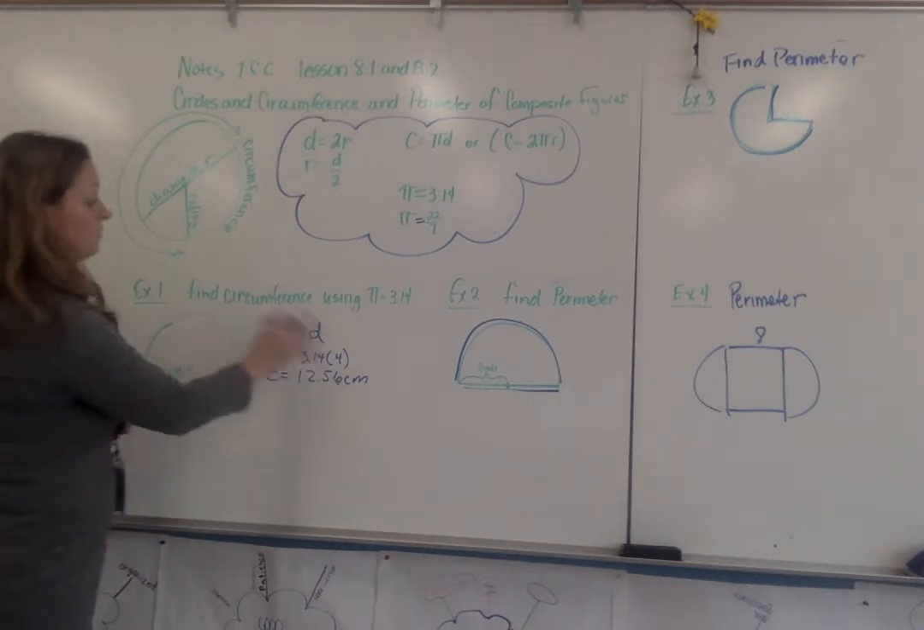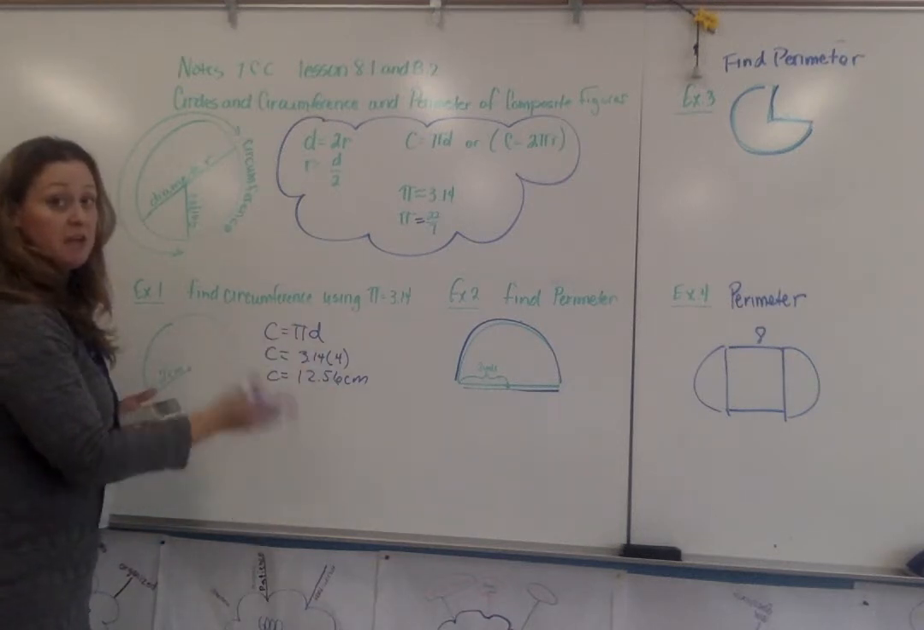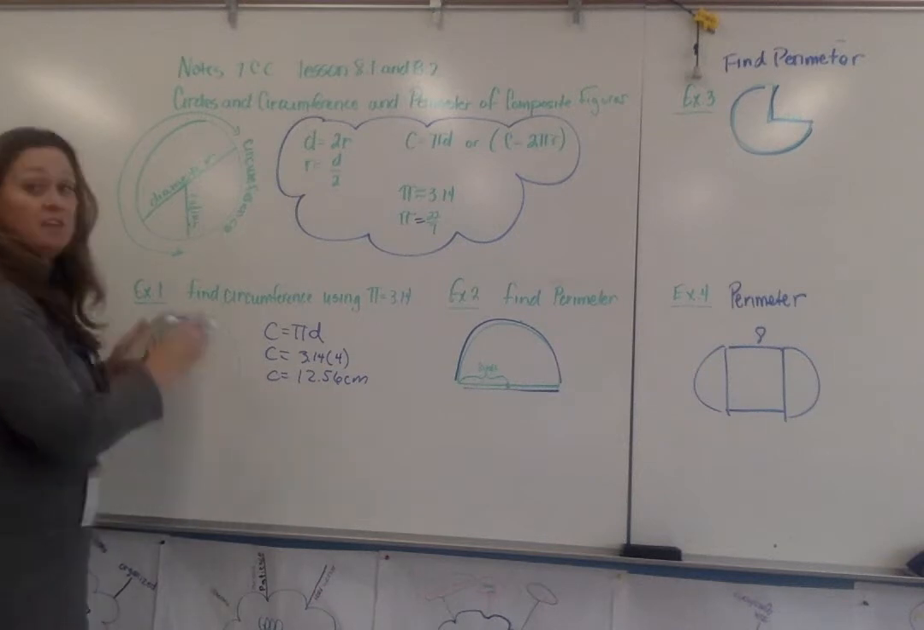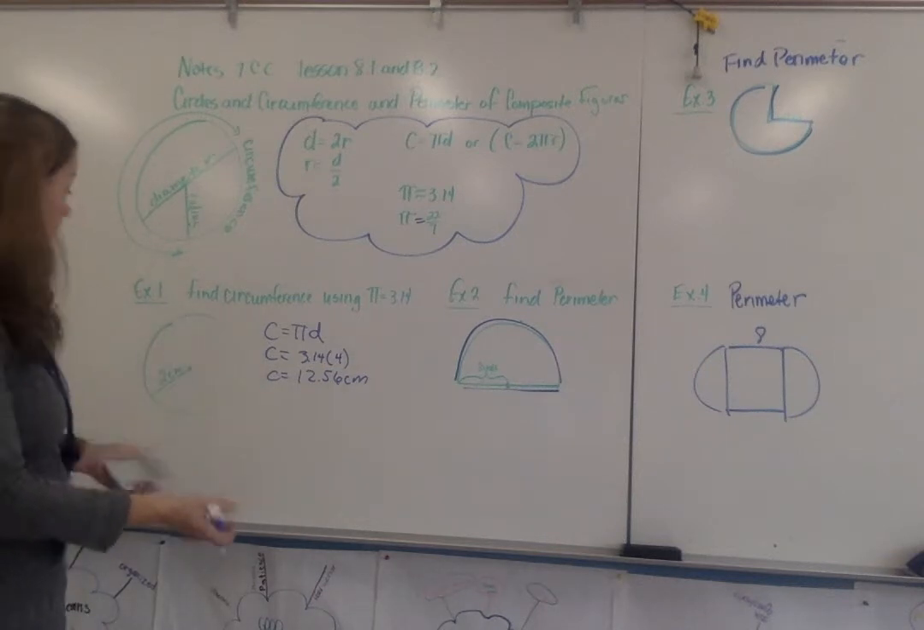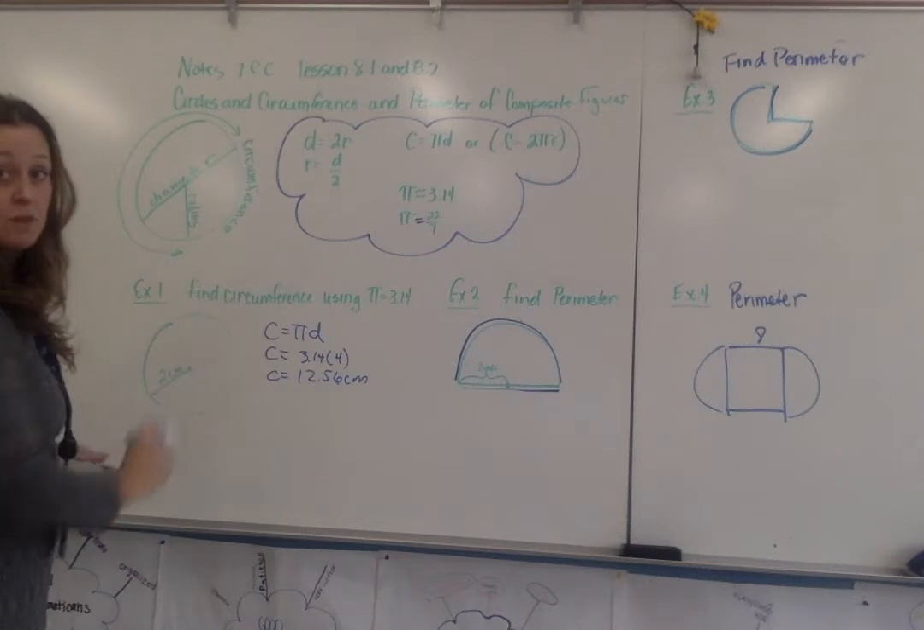If you were given the circumference, you can therefore go back and solve an equation to find the radius. So be familiar to be able to work both ways. When given the diameter or the radius, you can find circumference. When given the circumference, you can find the diameter and radius. So you need to be able to work both ways with those.